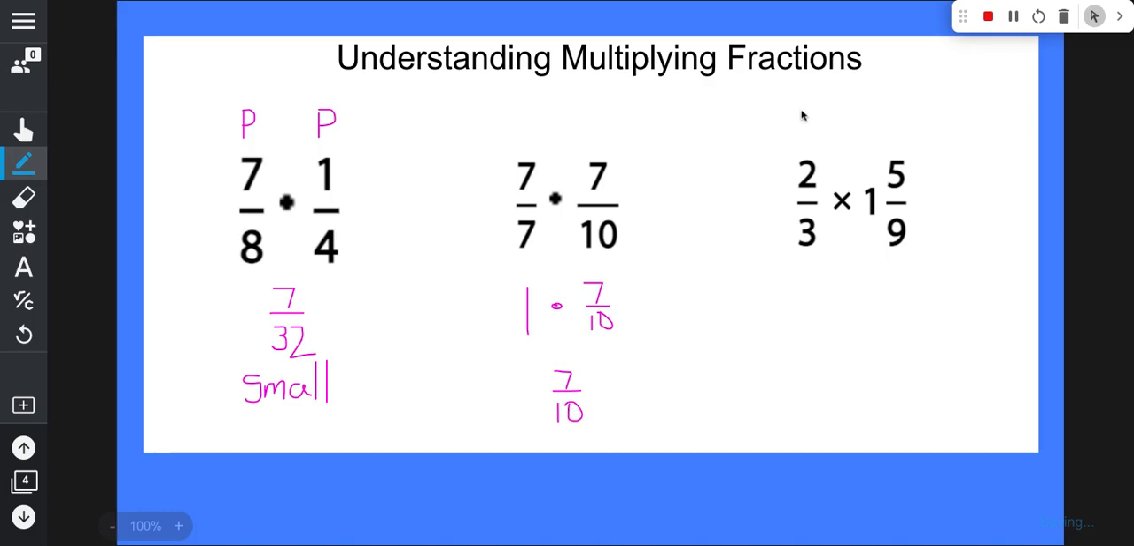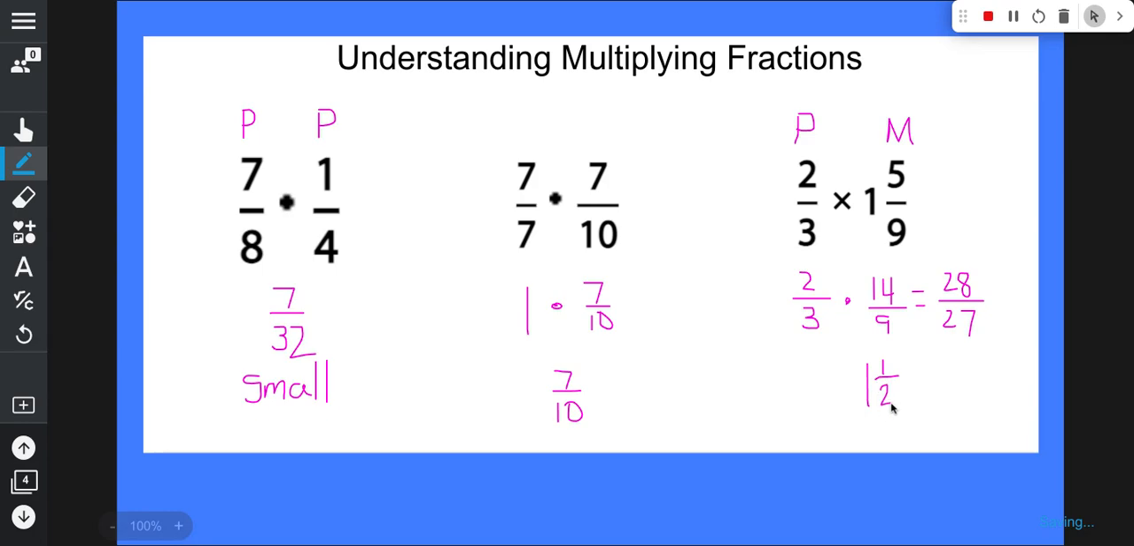In the last one here, we have a part with a mixed number. So this means I have more than a whole. When I multiply this, I'm going to want to convert that second fraction to an improper fraction. And I get 14/9 when I do that. When I multiply straight across the top, straight across the bottom, I get 28/27. And then I'm going to convert that, which gets me 1 and 1/27.